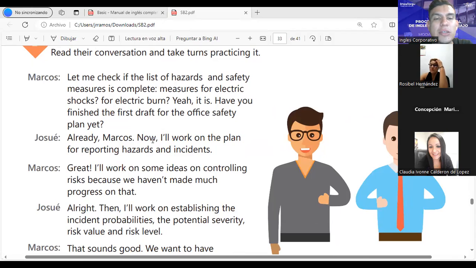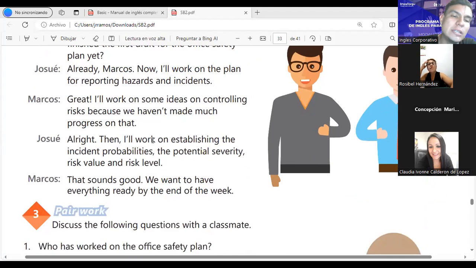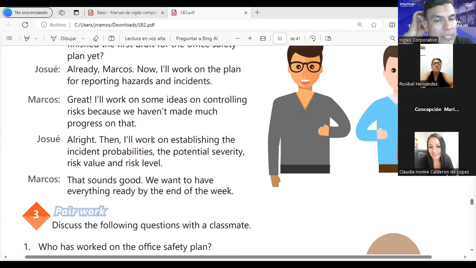Already, Marcos. Now, I'll work on the plan for reporting hazards and incidents. Great. I'll work on some ideas on controlling risk because we haven't made much progress on that. All right, then. I'll work on establishing the incident probabilities, the potential severity, risk value, and risk level.